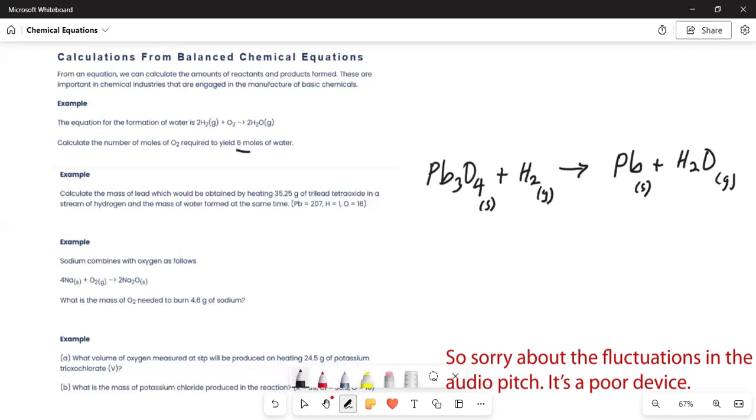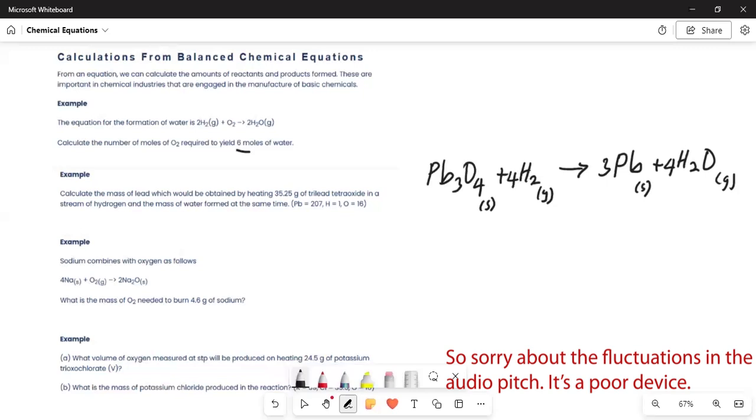Now, on the left-hand side, we have 3 atoms of lead. On the right-hand side, we have 1. So let's start by balancing the lead. I place a 3 there. Then oxygen: on the left-hand side, we have 4, on the right-hand side, we have only 1. Let's balance that by placing a 4 there. But that 4 affects hydrogen, making hydrogen 8, while on the left-hand side we have only 2. So we also place a 4 here, and that balances the equation.